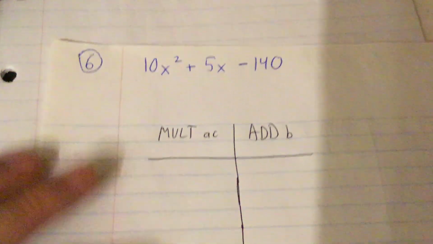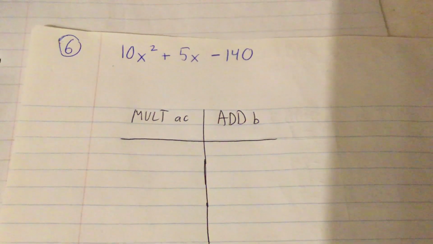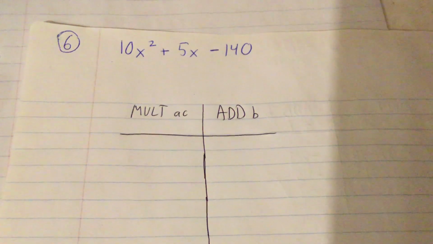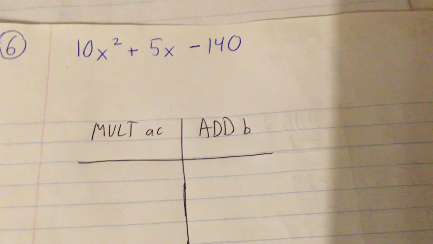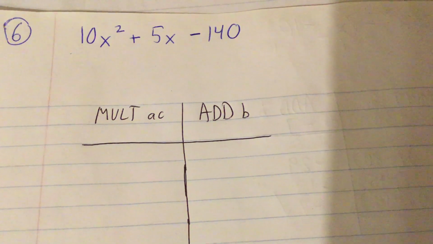All right, last problem of the day. Once again, we'll have a final review session on Thursday and then a test on factoring quadratic trinomials on Friday. So we've got 10x squared plus 5x minus 140.